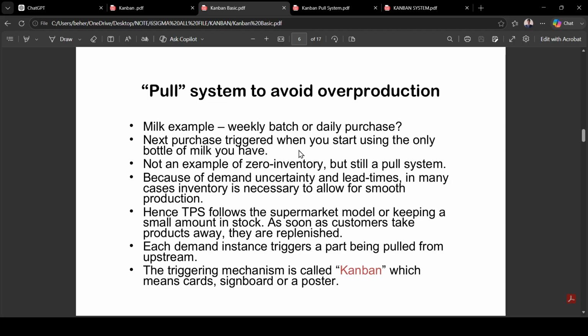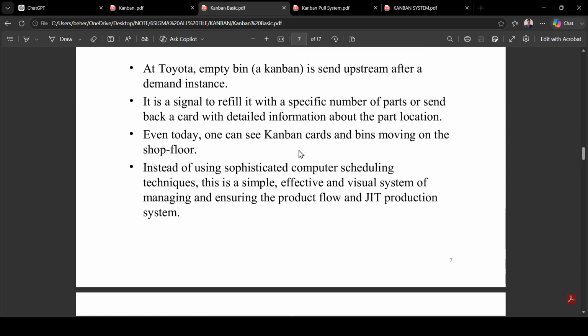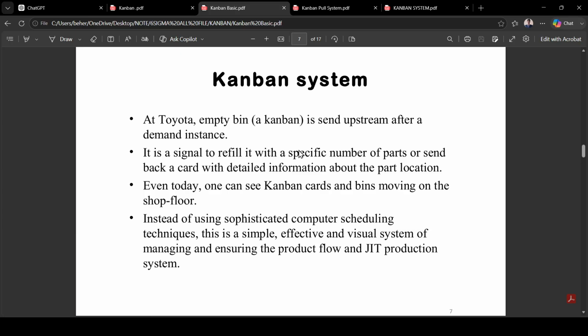As soon as customers take products away, they are replaced. Each demand instance triggers a part being pulled from upstream. The triggering mechanism is called Kanban, which means card, signboard, or poster. Kanban system: at Toyota, an empty bin or Kanban is sent upstream after a demand instance. It is a signal to refill it with a specific number of parts, and a card is sent back with detailed information about the part location.